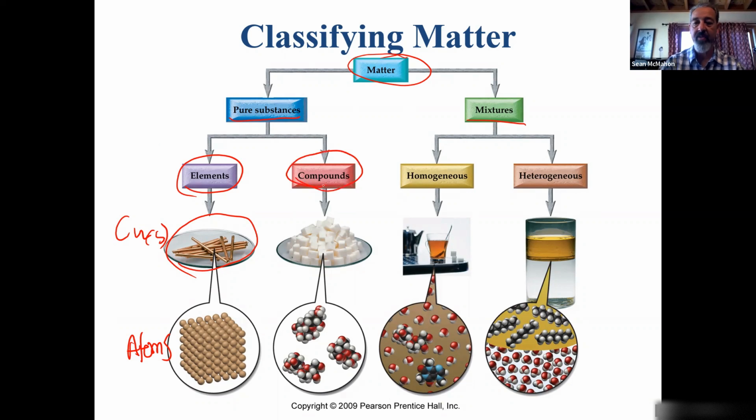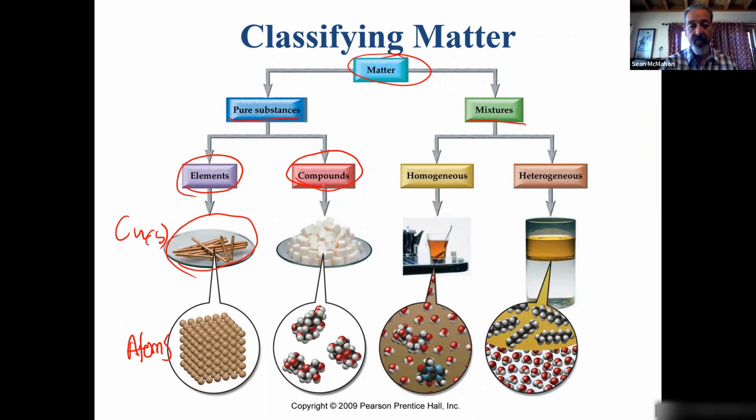Then you have compounds. So compounds, okay, they're still a pure substance and they have repeating patterns, but now you have two or more elements combined, and they're bound. So they have a fixed ratio. So their composition doesn't change. So in this example, we see sugar cubes.